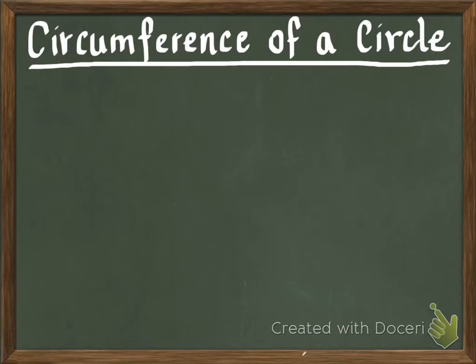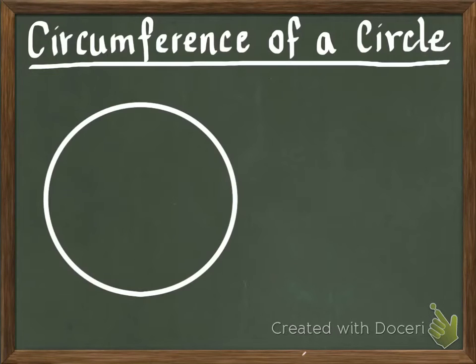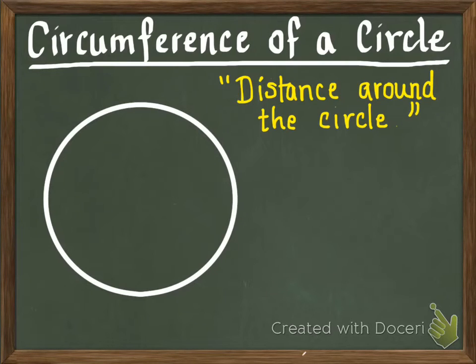In this lesson, we will learn how to find the circumference of a circle. The circumference of a circle is the distance around the circle. Let's say you are standing at a point on the outer line of the circle and you walk around this line and come back to the starting point. The distance that you covered around this circle is called the circumference of the circle.